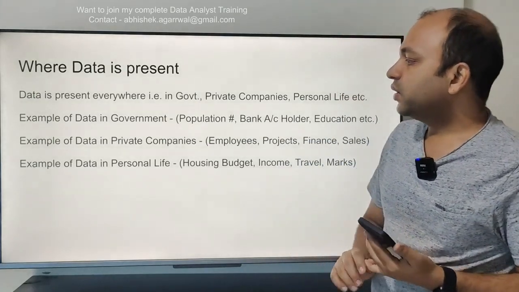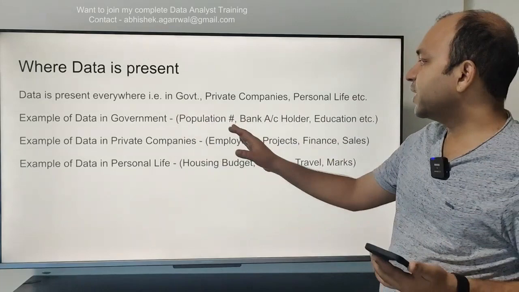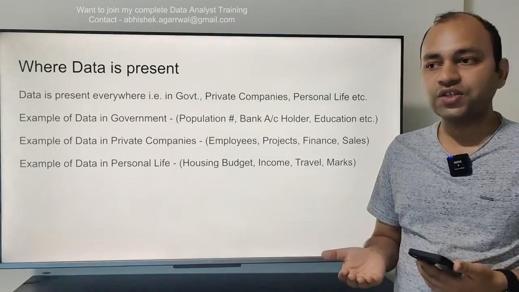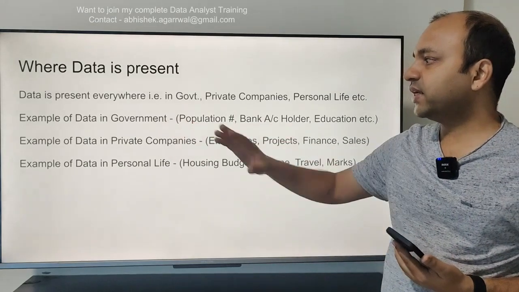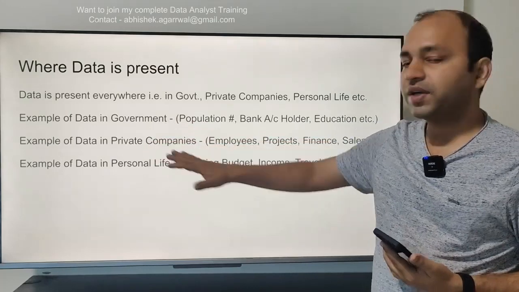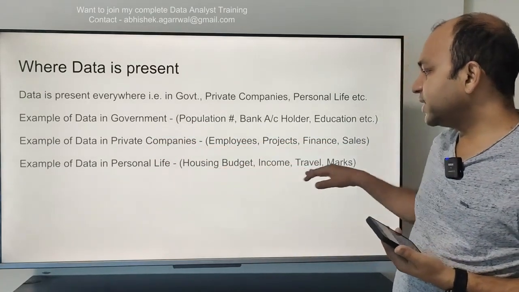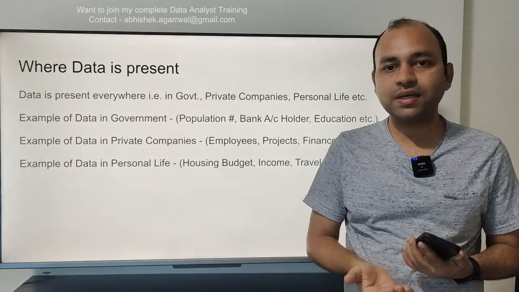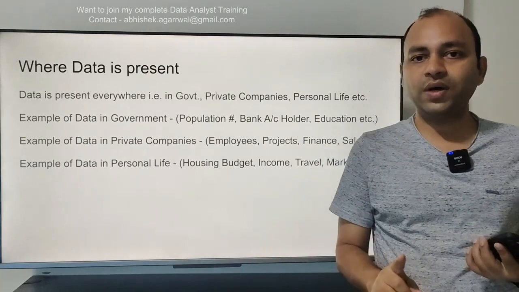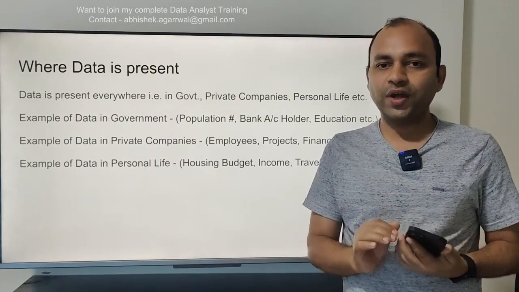Now, in each of these scenarios, can you think of, let's say, 3 more scenarios in which data is getting generated? Like 3 more examples of data in government, examples of data in private companies, and in personal life, like these examples. What are the 3 more examples that you can think of? That is homework number 1 that you need to do. Make sure you do it, because you are going to get a lot of good ideas from it.